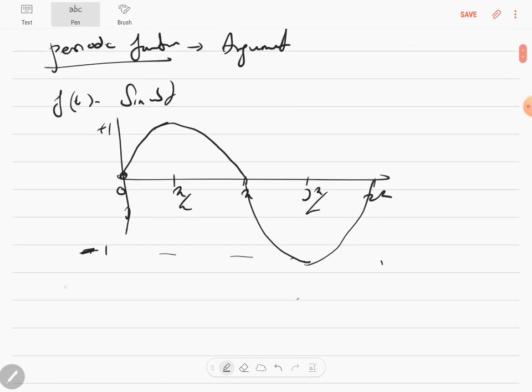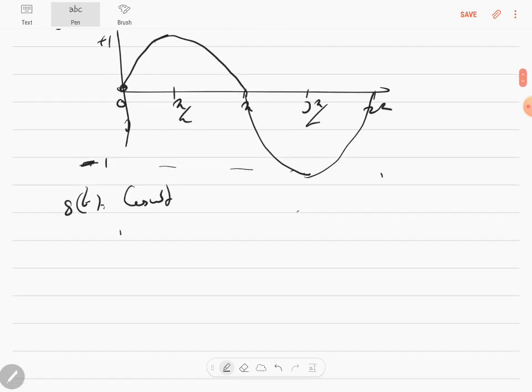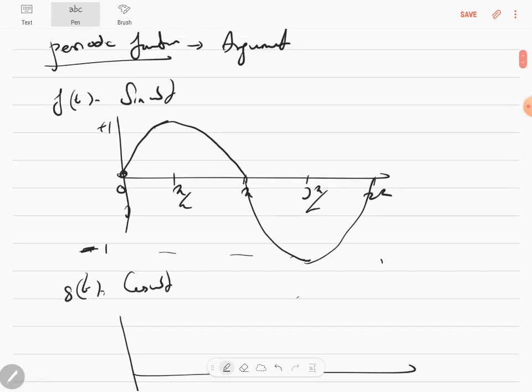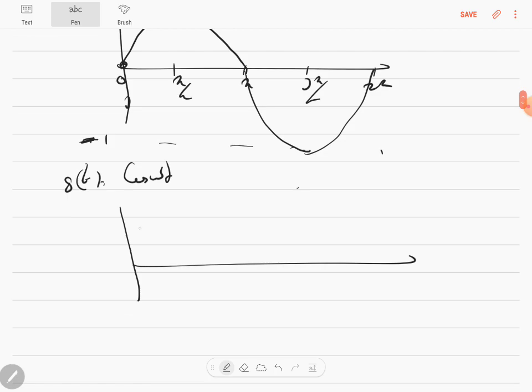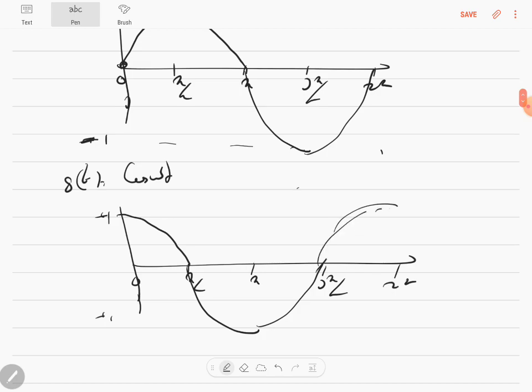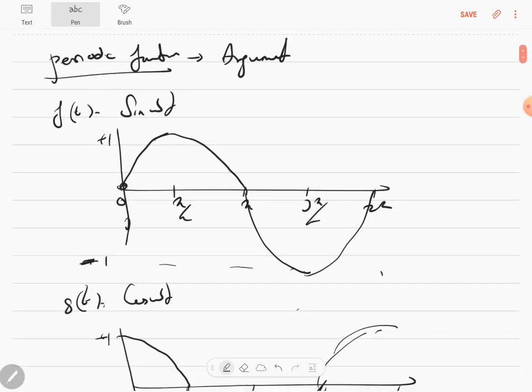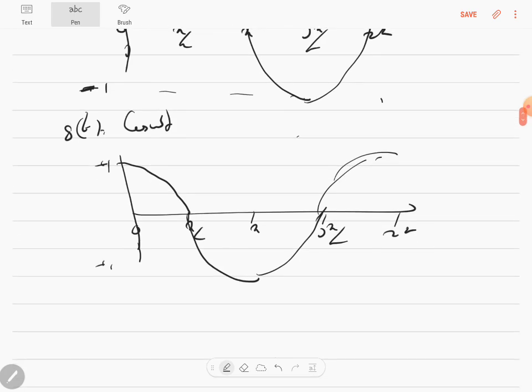So sine omega t, and a g of t which can also be represented as cos omega t. A cos function is also a periodic function which repeats itself, moving to and fro about its mean position. So the cos function is like plus 1 and minus 1, with 0, pi by 2, pi, 3 pi by 2 and 2 pi. Cos 0 is 1, cos 90 is 0, cos 180 is minus 1, cos 270 is 0, and it goes on like this. So f of t and g of t are periodic functions.